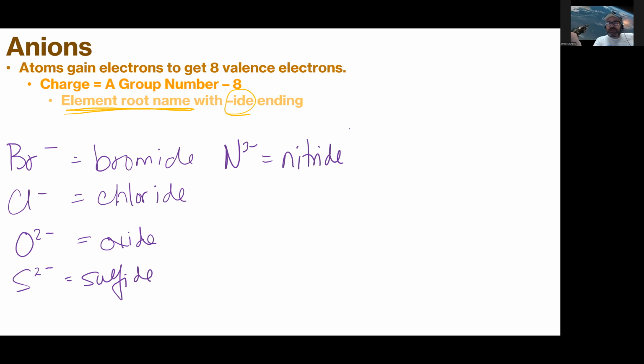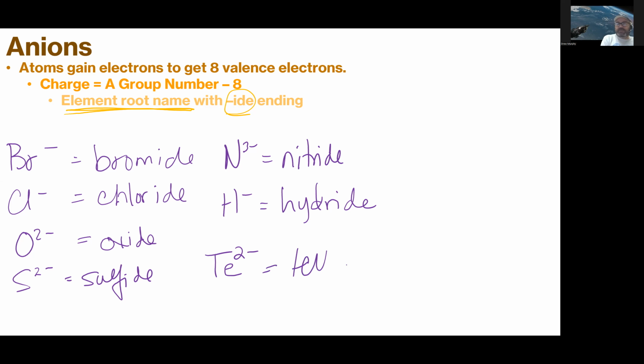You can just make a name for something and swap -ide on the ending for it to work. So like hydrogen forms a negative ion sometimes, and so this is hydride. Or you have an element you don't know all the time, but you see it as an ion. That's tellurium. So your big guess would be this is telluride. Okay, and so on and so on. So we can do that without too terribly much stress.